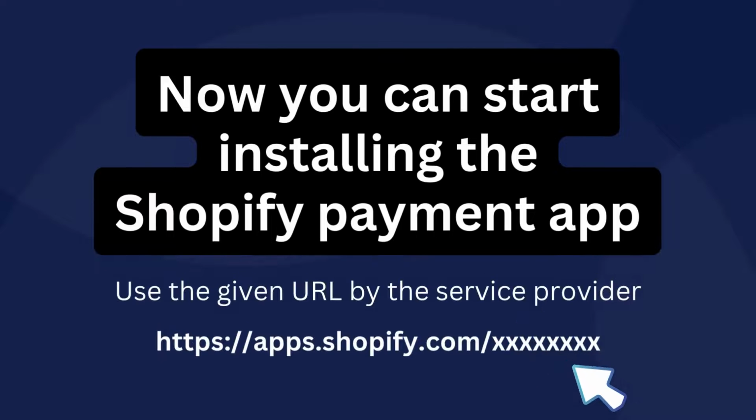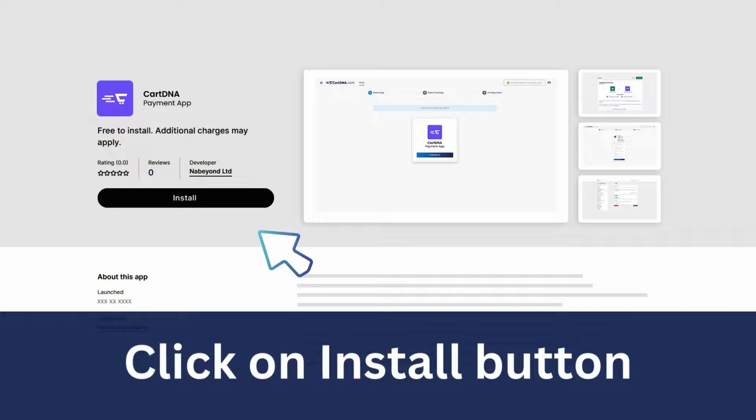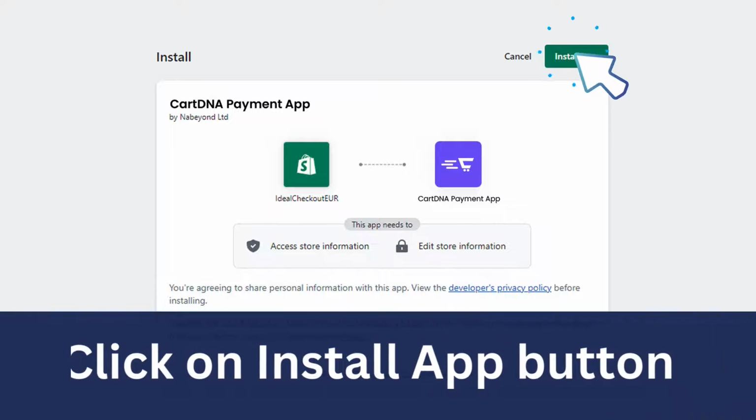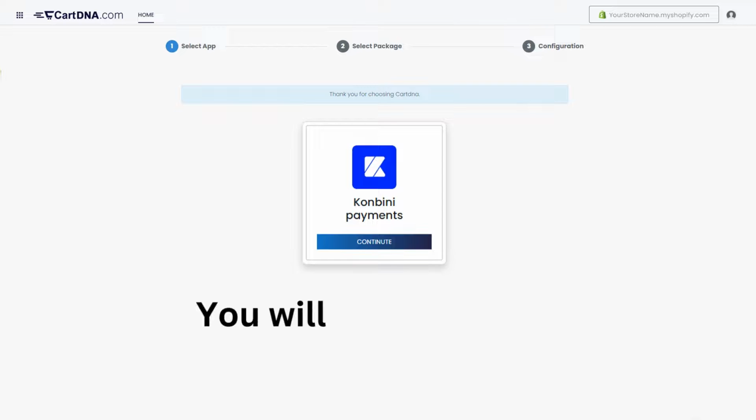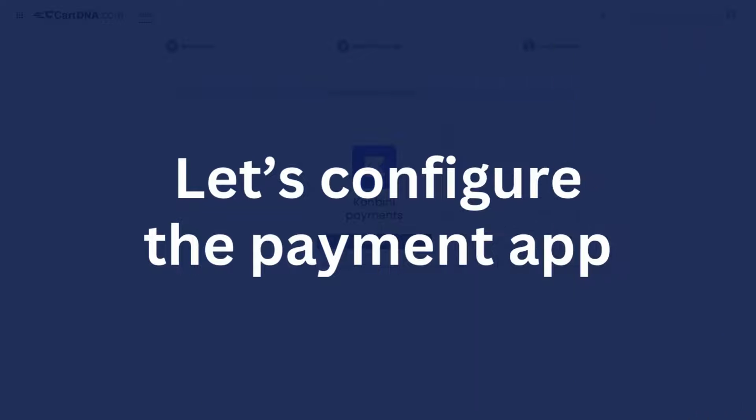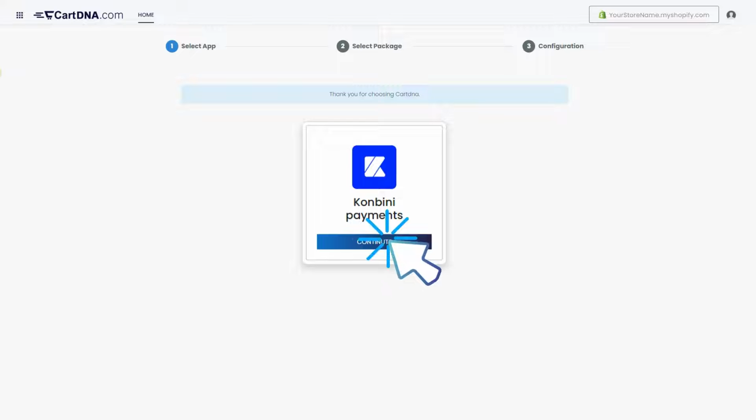Now you can start installing the Shopify Payment app. Click on the Install button. Then click on the Install App button. You will be redirected to the app configuration portal. Let's configure the payment app. Click on the Continue button to go to the next step.